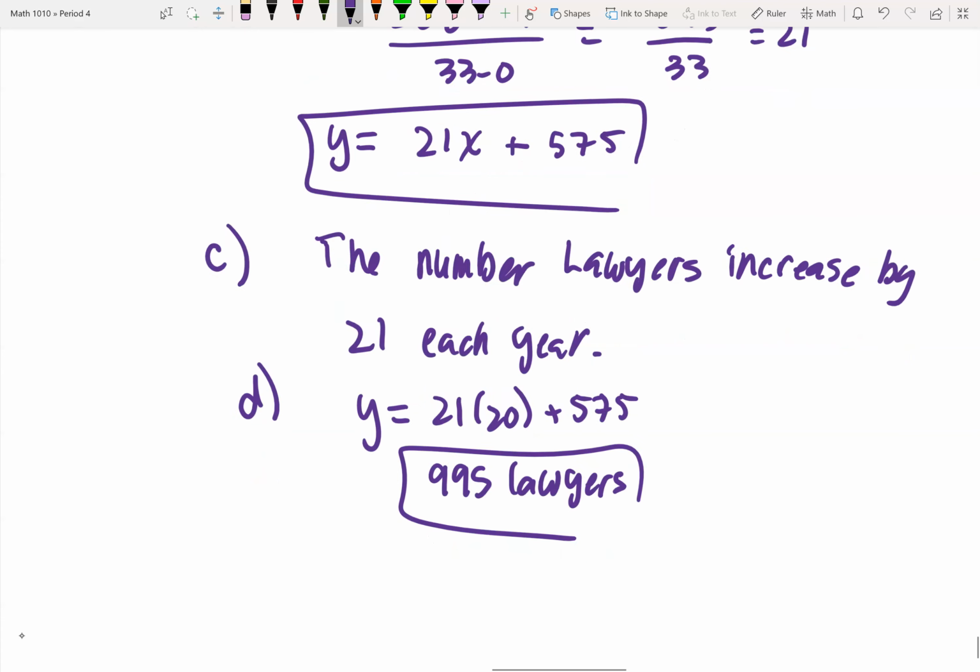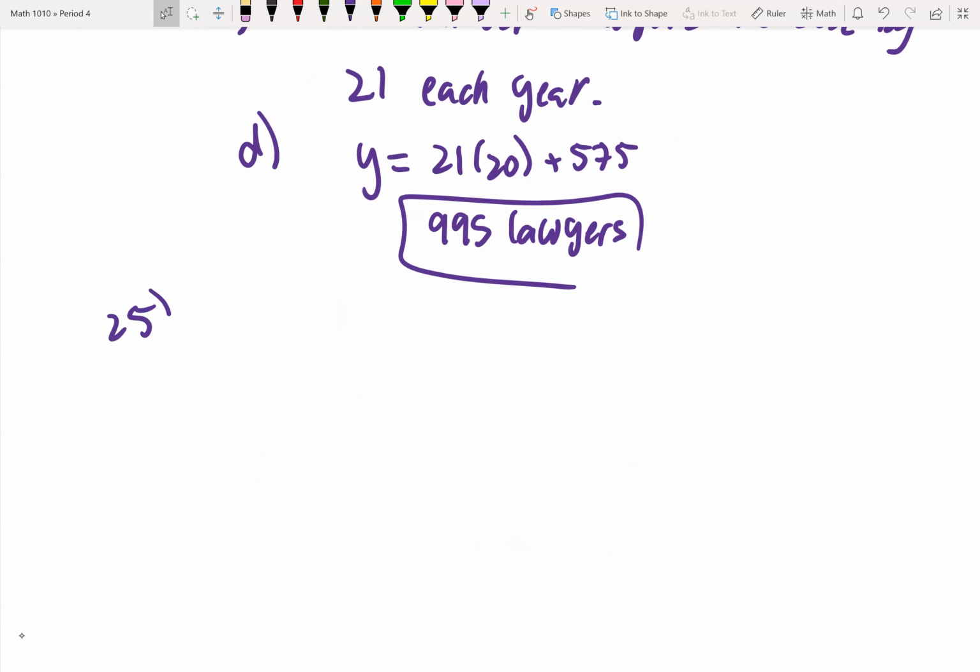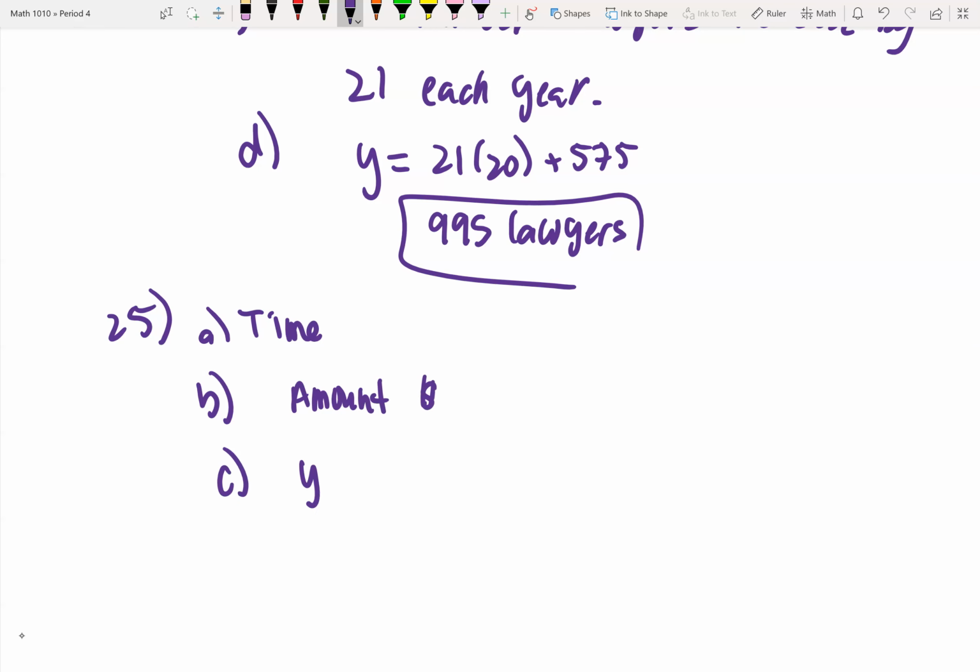Question 25. What is the independent or the input? That's always the X, which is time. Part B, what is the dependent or the output? That is the amount in dollars. Question C, is it a function? Yes, because it passes the vertical line test. D, is it linear? No, because that is not a straight line.